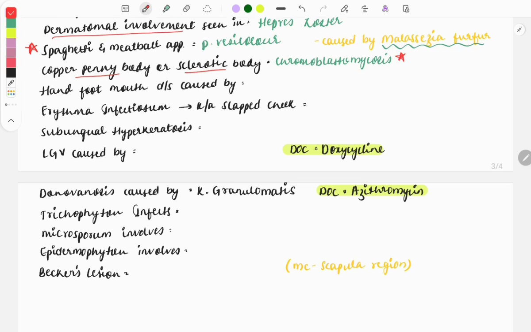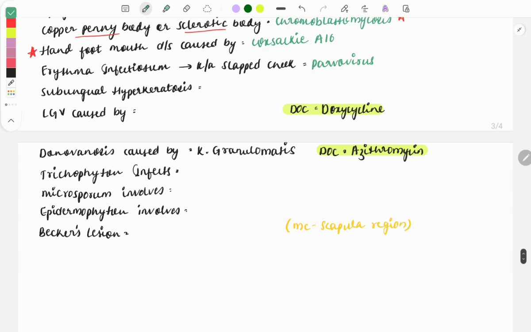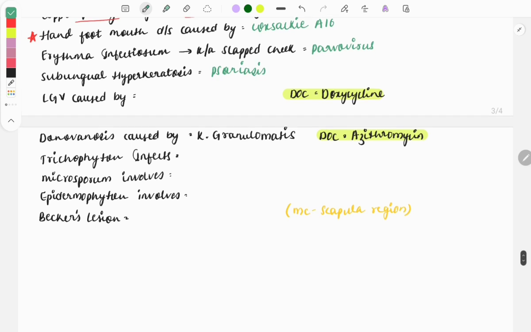Then another frequently repeated question, hand foot mouth disease. Image based questions have also been asked, and the causative organism of this is Coxsackie A virus, Coxsackie A16. Then erythema infectiosum, also known as slapped cheek. Image based questions have been asked, there will be red color seen on the cheeks. Okay, so this is caused by parvovirus. Then moving on, subungual hyperkeratosis, or signs seen in psoriasis.